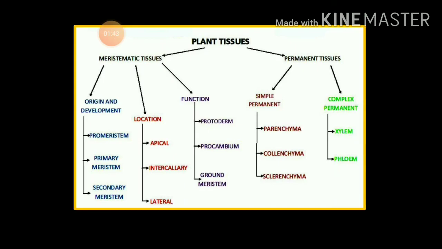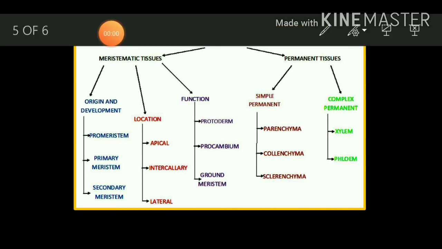So overall what we have studied till now is types of plant tissues. Basically there are two types of plant tissues: meristematic tissues and permanent tissues, which are again further divided on the basis of origin and development, location, function. Permanent tissues are further divided into simple permanent tissue and complex permanent tissue. Simple permanent tissues are parenchyma, collenchyma, sclerenchyma, and complex permanent tissues are xylem and phloem. All these tissues we are going to study in detail in the later slides.